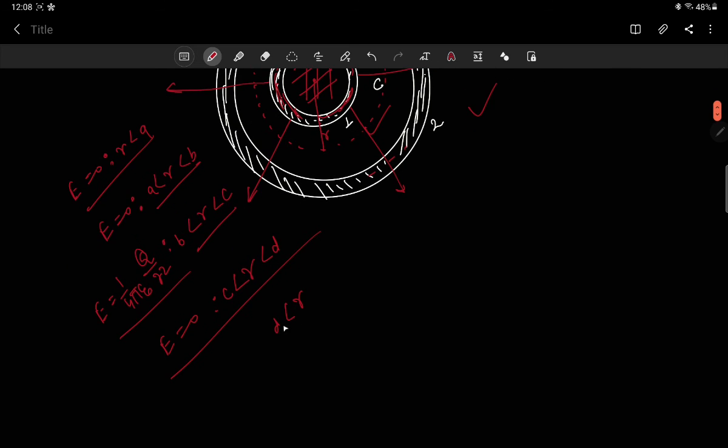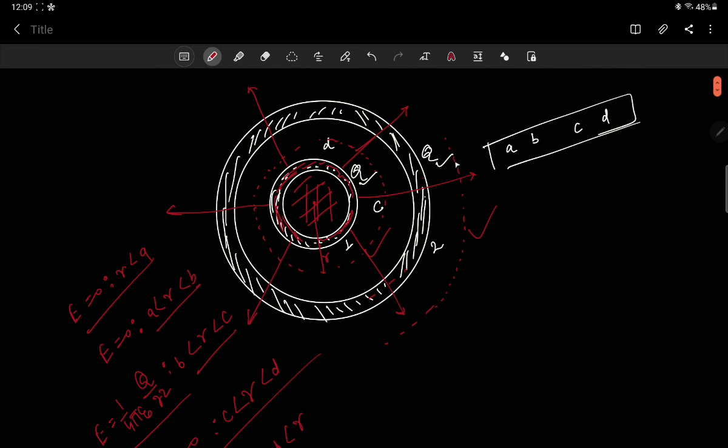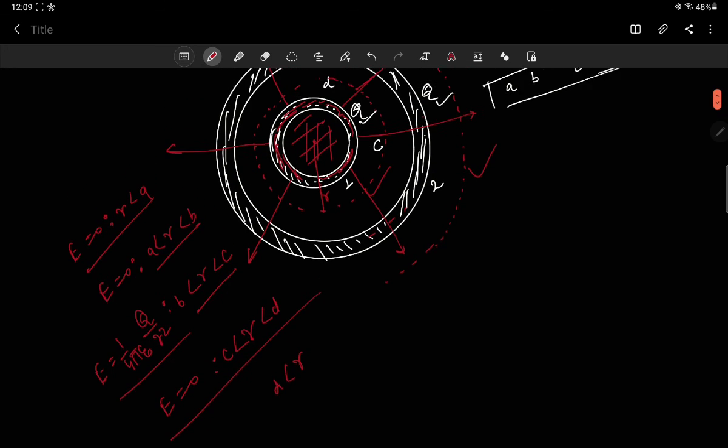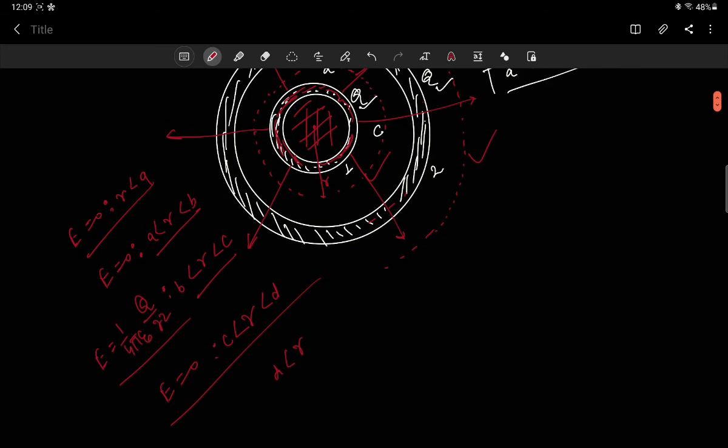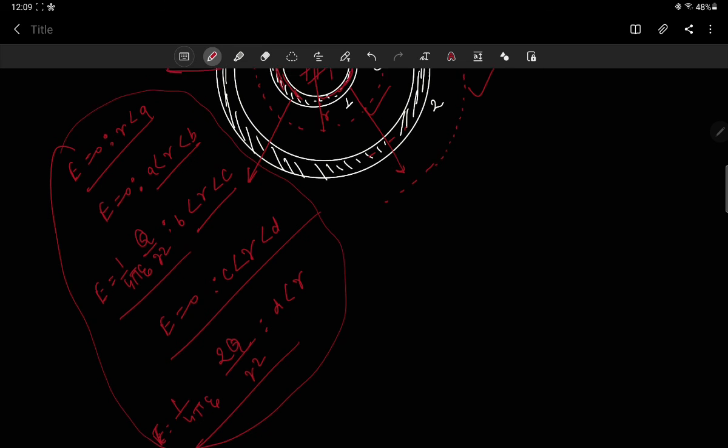in that case you will again draw a Gaussian surface like this, and ask what is the flux coming out of this Gaussian surface. You will see that it will be equal to the net charge enclosed by this Gaussian surface, that is 2Q. So this will be the electric field outside the whole system. These are the electric fields in different regions. This is the answer. Thank you very much.